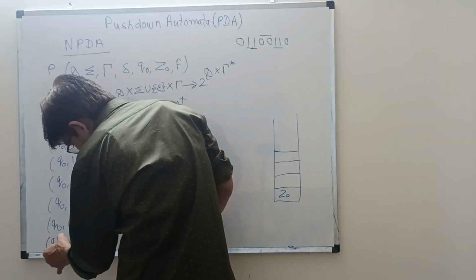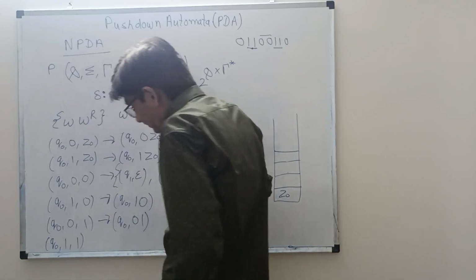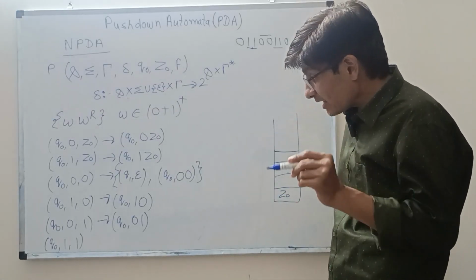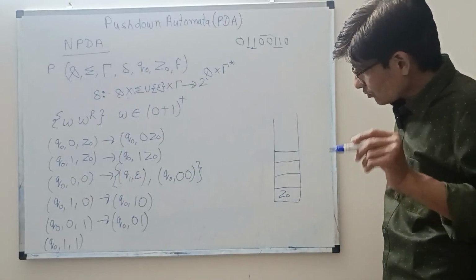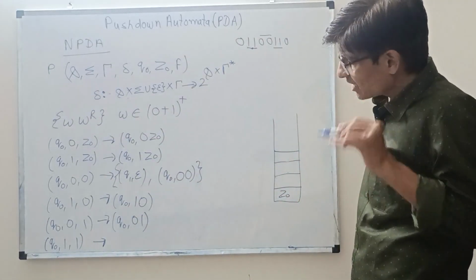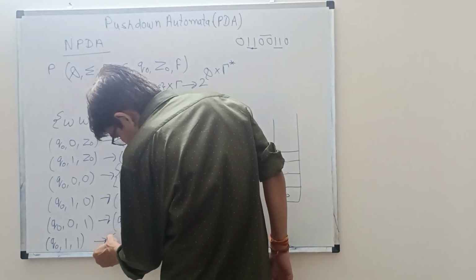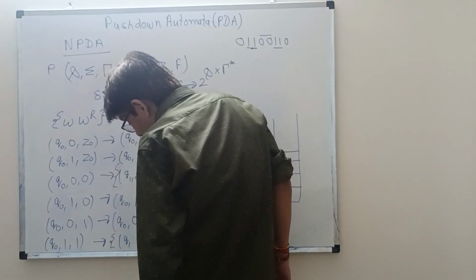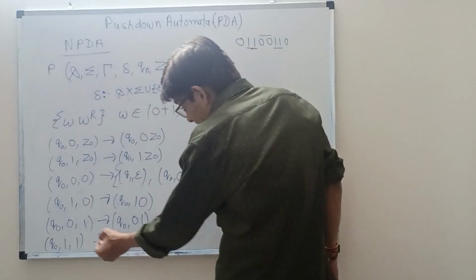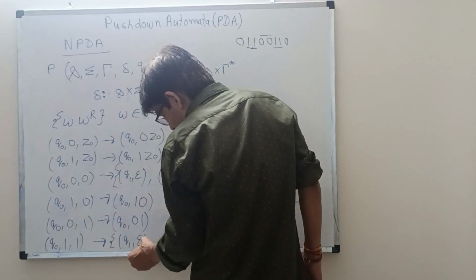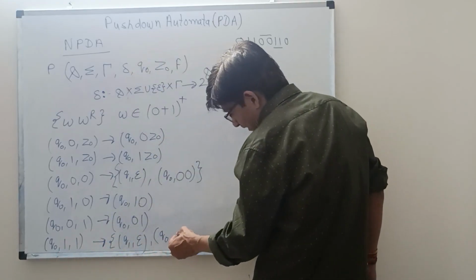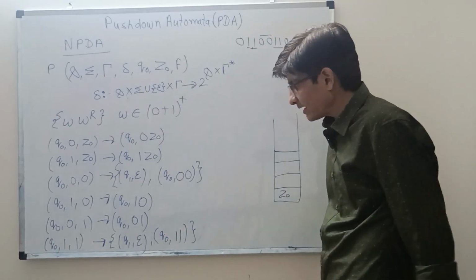If I am in Q0, I am reading 1 and 1 is on the stack top, then two consecutive symbols are the same. So this may or may not be the middle of a string, and we need to consider both possibilities. Considering it is the middle of a string, I will change my state to Q1 and pop one element from the stack. Considering it is not the middle of a string, I will stay in Q0 and push this 1 onto the stack. So again I have these two possibilities.